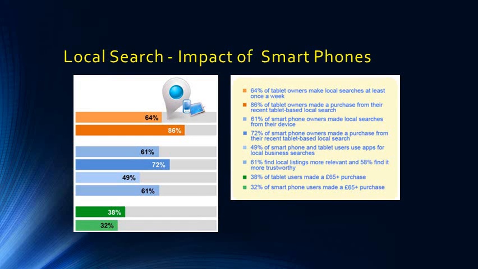Here's a graphic looking at the impact of smartphones on the local search world. Pick a figure there: 61% of smartphone owners have made local searches from the device. The actual interaction between businesses and smartphones is a very interesting area. Unfortunately, I don't really have time to go into it in this presentation. But it is a very effective way of generating relationships with clients, and we'll be touching on it later on in this presentation when I talk about mobile apps.